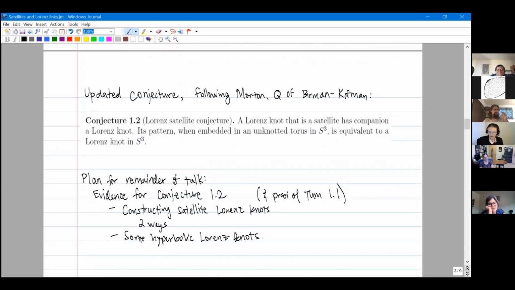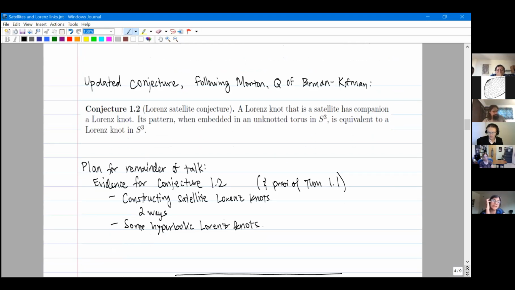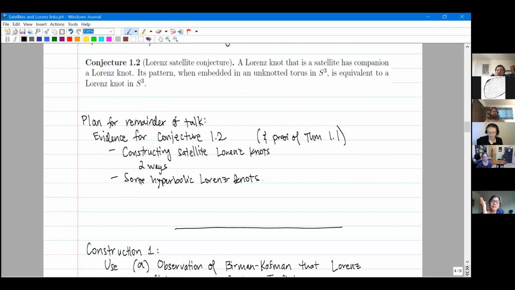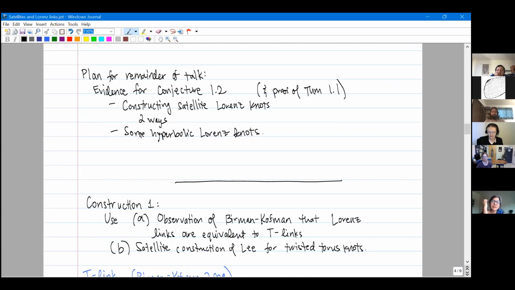My plan for the remainder of the talk is to give evidence for this and a proof of our theorem 1.1. We have two different ways of constructing satellite Lorentz knots. If I have time, I'll say something about hyperbolic Lorentz knots. We want to show that this conjecture is an if and only if statement. We already know that all torus knots are Lorentz knots. We want to say something about satellite knots and hyperbolic knots to prove the conjecture. Okay, the constructions I think are quite fun.